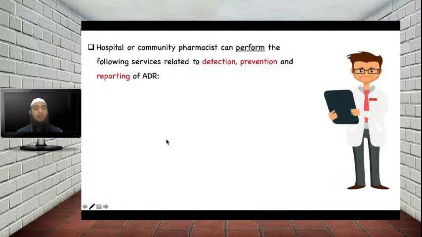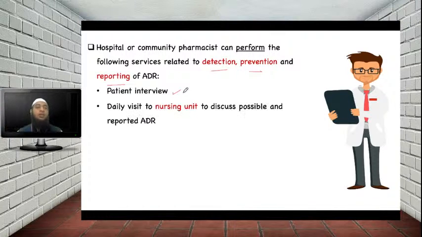And this is the last slide, where a pharmacist working in a hospital or as a community pharmacist can perform different services related to detection, prevention and reporting of ADR. Let's see what those services are. These services include the patient interview. You can conduct the patient interview at different points, like in hospital before admission. If you are a community pharmacist, when the patient comes to your shop to purchase medicine, at that time also you can conduct a short interview if you feel it is necessary for that particular prescription.